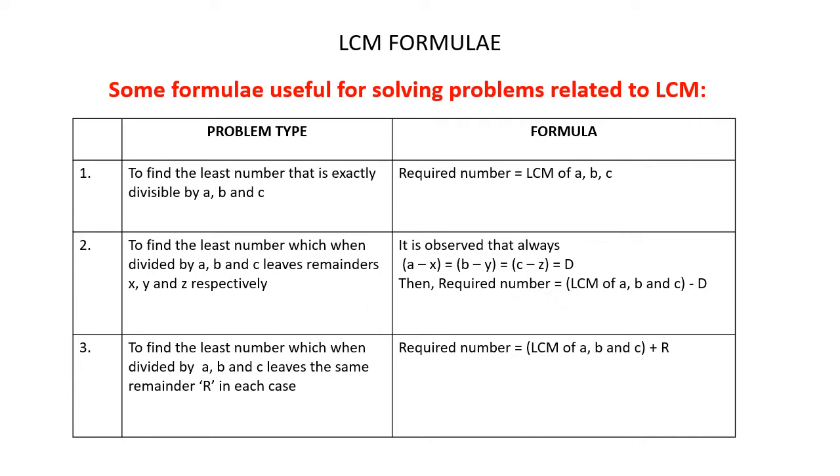It's observed that always A minus X is equal to B minus Y is equal to C minus Z, which is D. D is the difference. Then the required number is equal to LCM of A, B and C minus D. Now, if you have to find the least number which when divided by A, B and C leaves the same remainder R in each case, use this formula. Required number is equal to LCM of A, B and C plus R.